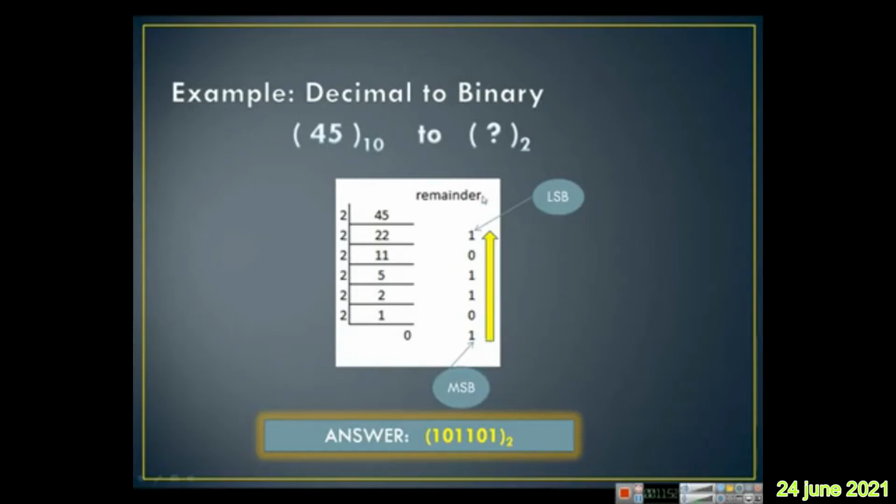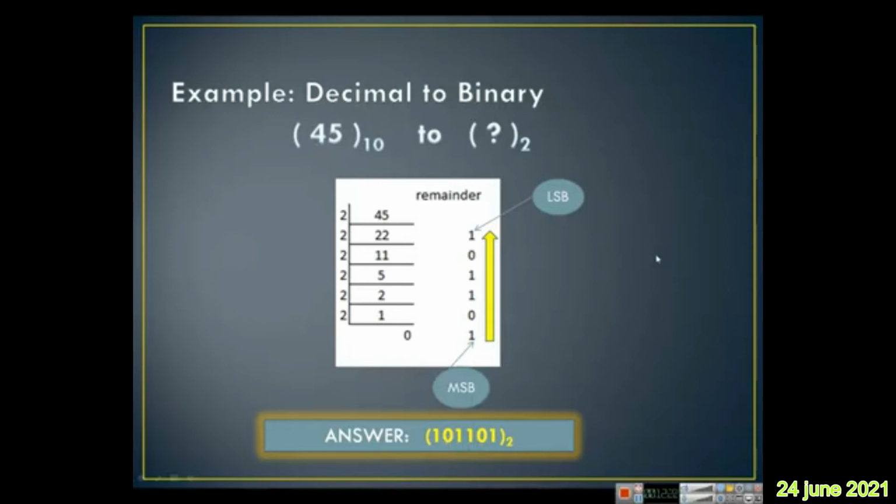Now the reverse order, 1 0 1 1 0 1. You should not take it as 1 0 1 1 0 1, but in reverse order. This is your LSB, this will be your MSB. MSB means it appears leftmost, and LSB means rightmost. Therefore 1 0 1 1 0 1 is the binary. If you write 45 in decimal, the conversion to binary is 1 0 1 1 0 1.